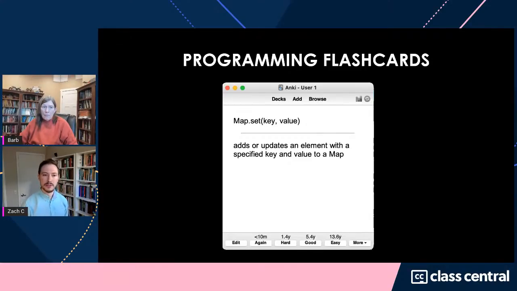There's no reason to leave your memorization up to chance. You can memorize almost anything through spaced repetition, as Barb has pointed out. Essentially, all programming languages and frameworks have flashcard decks available online, and you can load these decks into a program like Anki, which is free. This is actually a card from my own deck from when I was learning JavaScript, and I would go into my laptop on the New York subway where I was living at the time, or on my phone, and do my review each morning as I went where I needed to go.